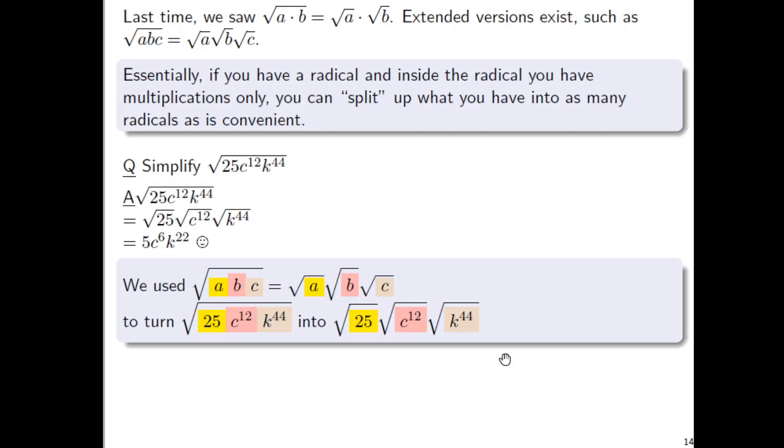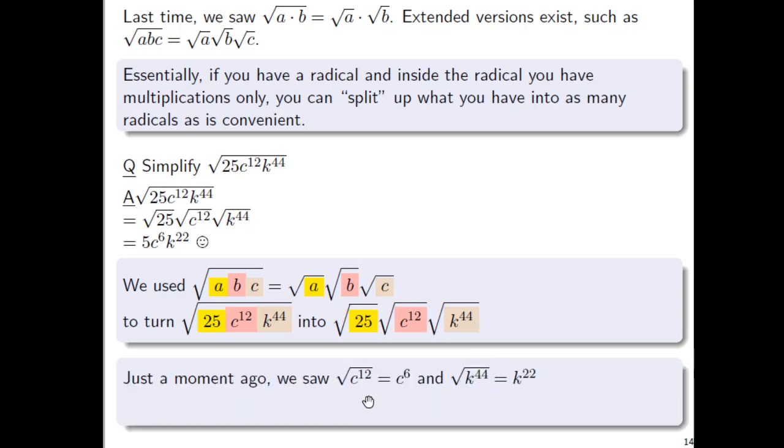The colors are here to try to help indicate what just happened: in the extended version of the true formula, we have plugged in 25 for A and c to the 12th for B and k to the 44th for C to split up this one huge radical into the product of three smaller radicals.